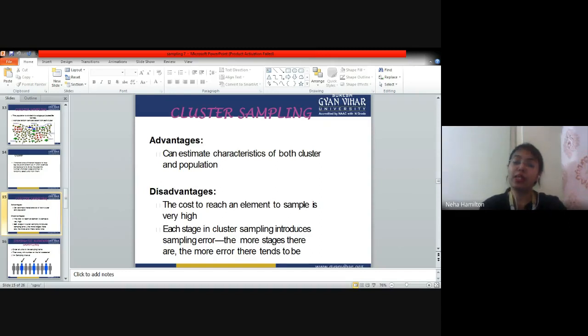So, what are the advantages of cluster sampling? It can estimate characteristics of both cluster and population. Here also we are dividing the population into clusters to make sure that the population has each and every kind of individual. Now, the disadvantage is definitely that the cost becomes high, right?